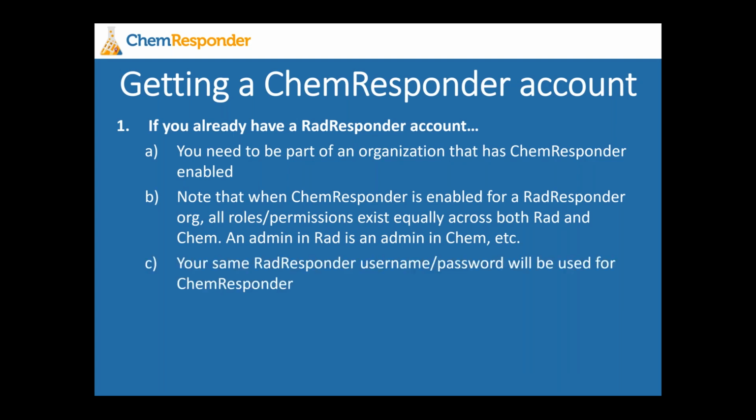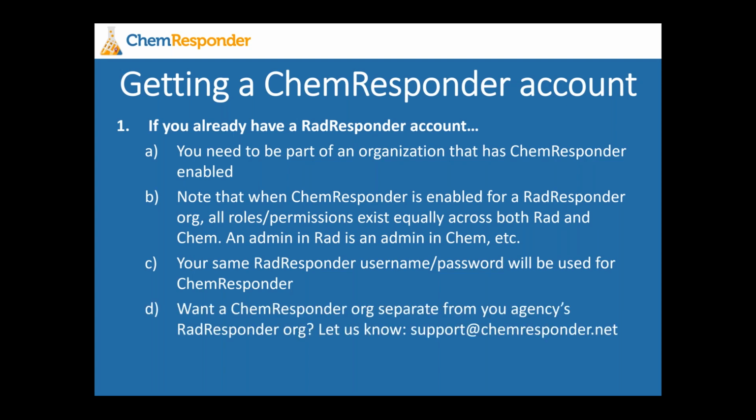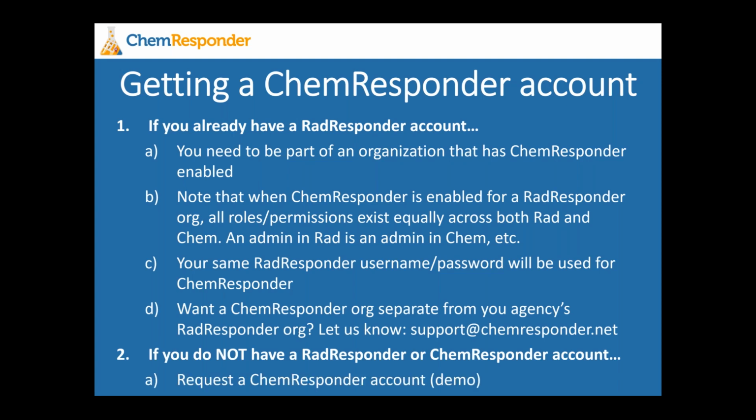And your same RAD responder username and password, you'll also be able to use that for ChemResponder if you don't have separate credentials. If you want a separate ChemResponder org, just let us know. We can create that for you. It's a very quick and easy process. So just send us an email. If you don't have a RAD or Chem account, I'll show you how you can request one. Again, it's a very simple process, so we'll look at that in a moment.